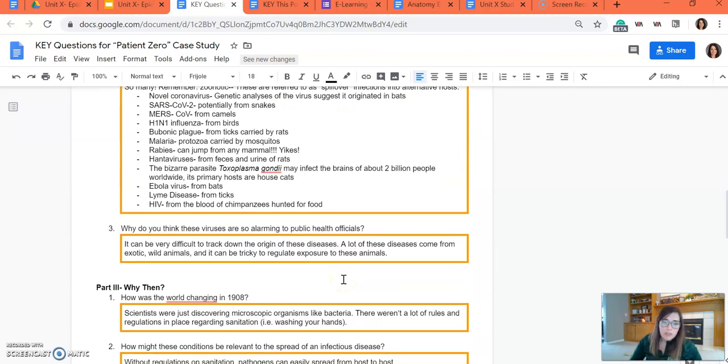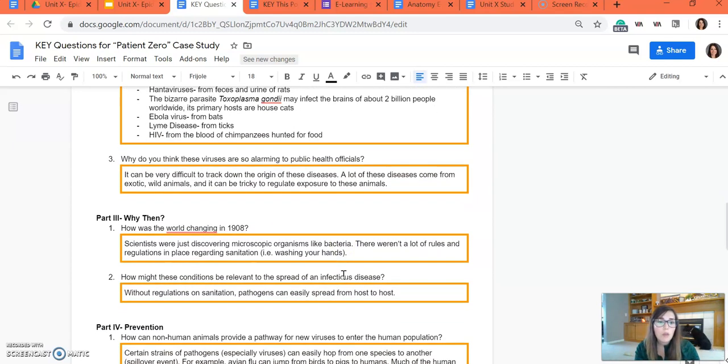Number 3, why do you think these viruses are so alarming to public health officials? So it can be very difficult to track down the origin of the disease. As you notice in this case study, a lot of these diseases come from exotic wild animals, and it can be tricky to regulate exposure to these animals. It can be tricky to regulate who is in contact with these animals. But then also, a lot of these diseases can jump from wildlife to domesticated animals, which many humans are around daily in the world.